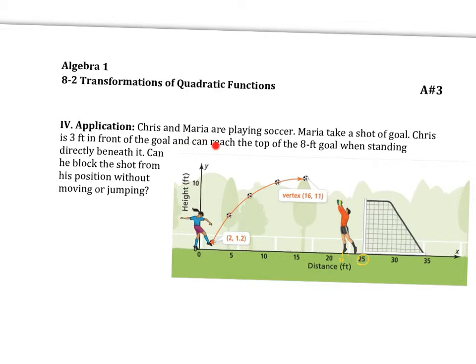And he can reach the top of the 8-foot goal when standing directly beneath it. So just stretching, not jumping. It does look like he's on his tippy toes, which seems to be legitimate here. Can he block the shot from his position without moving or jumping?